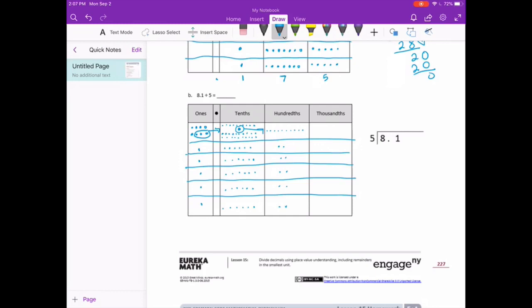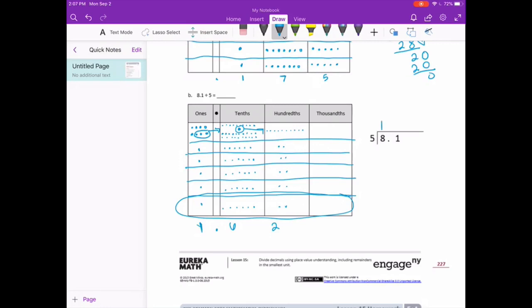So in each group, let's just look at this bottom group. So we have 1, and there's 6. 1 and 62 hundredths. Let's see if that's what we get with the standard algorithm.